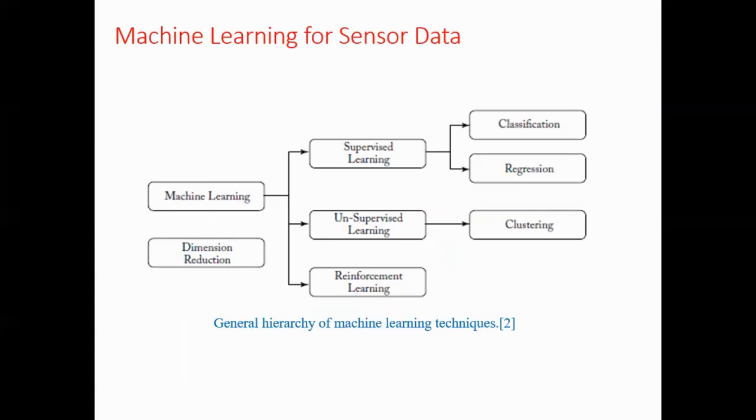So if you see the machine learning things for the sensor data, here, if it is machine learning, then it is either supervised, unsupervised, or reinforcement. Then supervised might be classification or regression, unsupervised might be clustering. This is a general hierarchy of machine learning techniques. Here, obviously, dimension reduction is also there. Many other pre-processing techniques and selection techniques are there, and also model accuracy, model evaluation, and measurement.